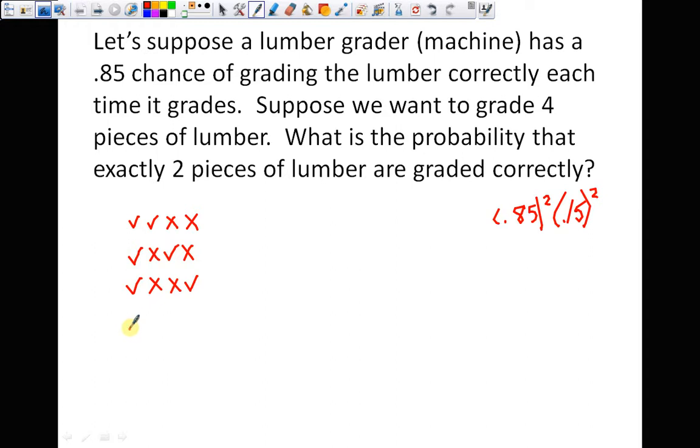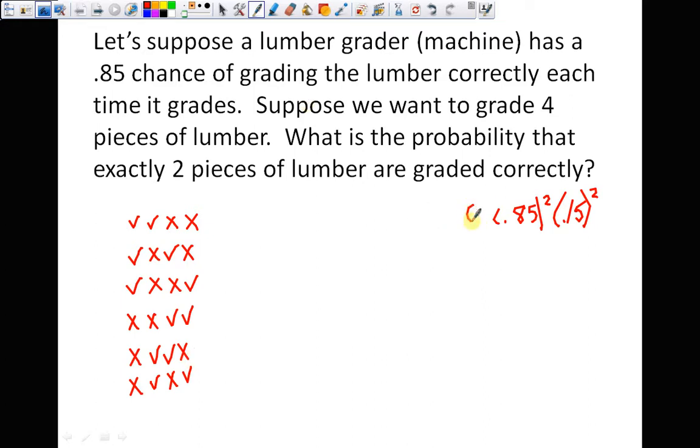So now the rest of them have to start with X. So maybe I have X, X, check, check. Start with X again. I can't have X in the second place, so it's got to be check. Let me go check, X, and there's actually only one more way that it can happen, and that's X, check, X, check. Okay, there's 6 ways that it can happen. 6 ways that you can get 2 out of the 4 successes.